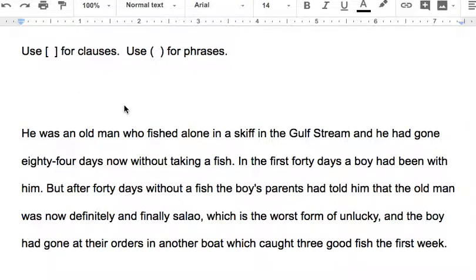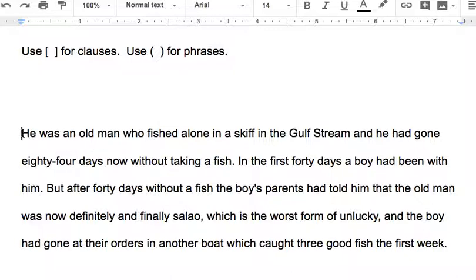In this video tutorial, we're going to dissect the first couple of sentences from The Old Man and the Sea so you can get an idea of how to approach the dissection exercises. So notice up at the top, I have instructed you to use the brackets for clauses and the parentheses for phrases. So that's how we're going to do this. So let's go ahead and start.